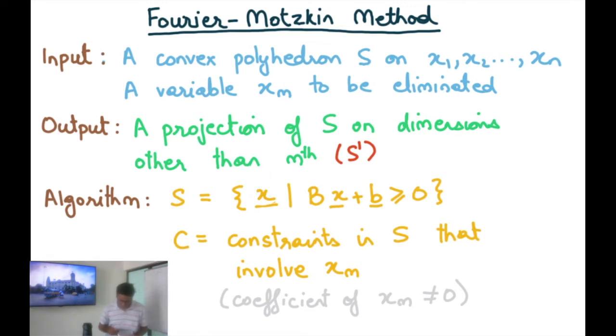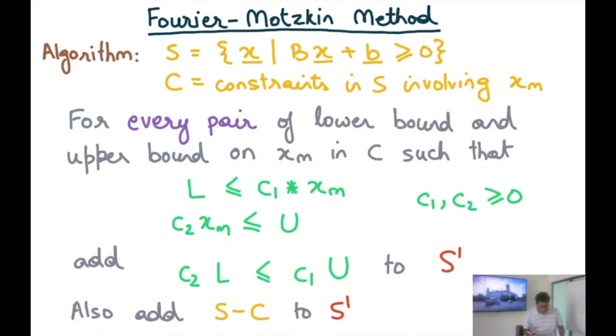And let's say C are all the constraints in S that involve xm. So some of the constraints that come out of these equations are going to involve xm. By involve, I mean the coefficient of xm is non-zero, and some other constraints are not going to involve xm, which means in those particular constraints the coefficient of xm will be 0. And so I'm going to first focus on all these constraints that involve xm. The constraints that do not involve xm are already good enough for my S prime polyhedron because they already don't have xm, and that's what I wanted.